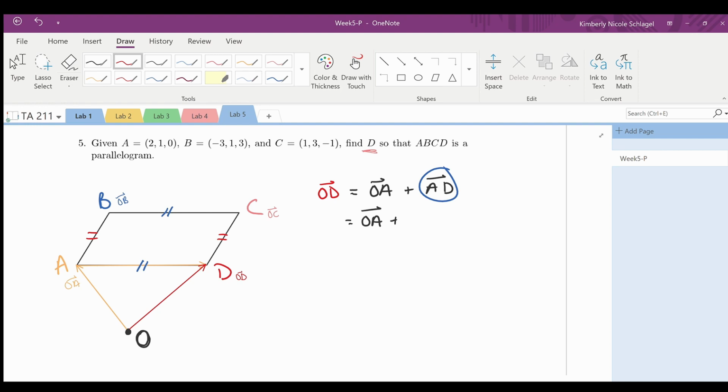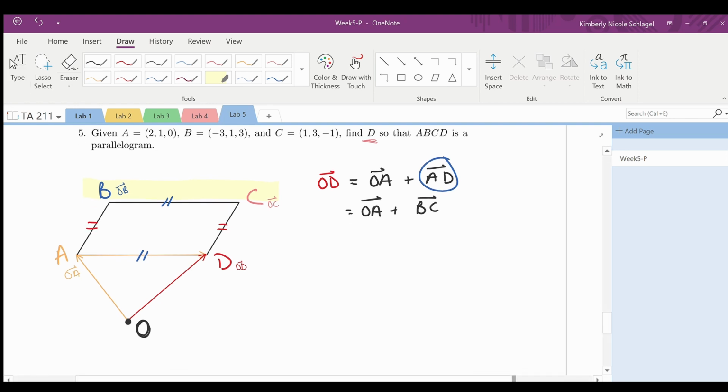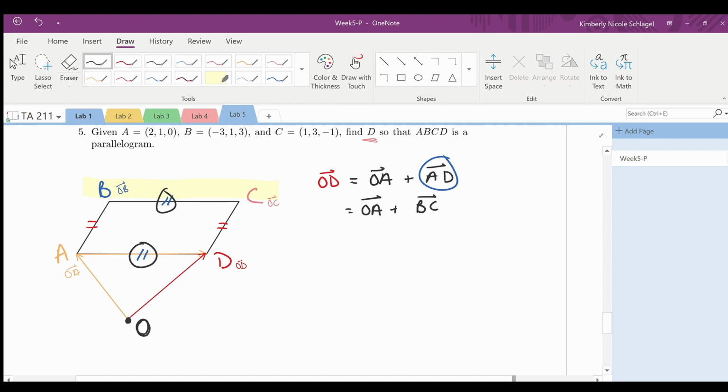But since we know that our line AD is parallel to our line BC, what we're going to do is rewrite this, and we're going to say OD is equal to OA plus BC. That makes sense because these two lines here are parallel to each other, okay? So next, do we have BC? And no, we don't have BC. So what we're going to do is rewrite our BC in terms of something that we do know.